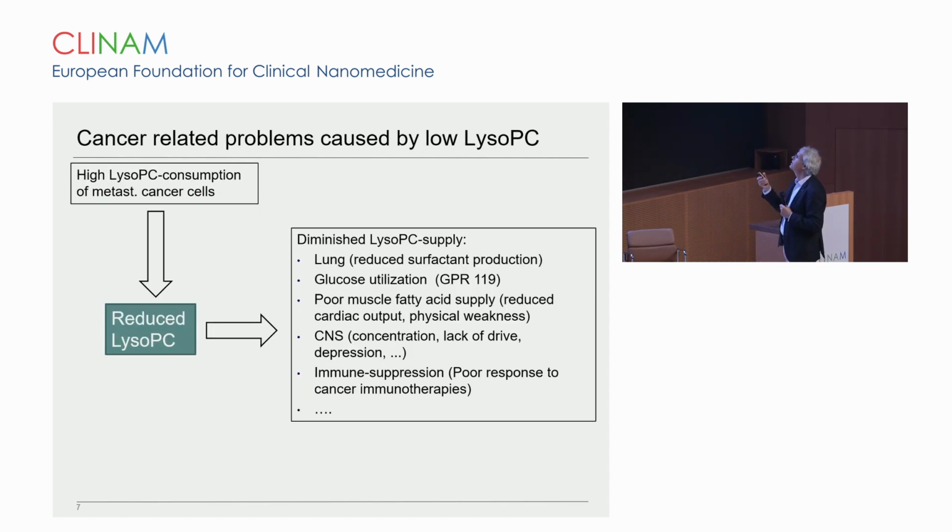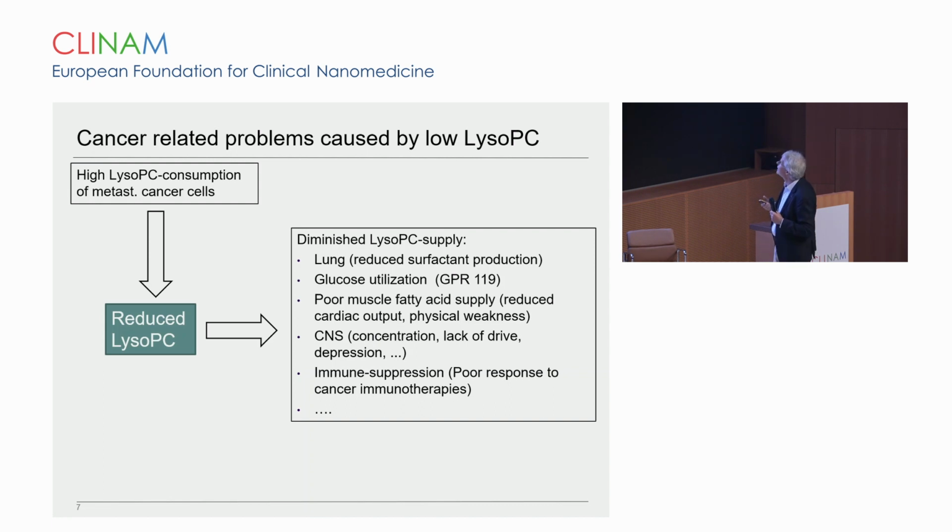Here you have the very high Lyso-PC consumption, the reduced Lyso-PC in the body. And then the question, is this a problem? Yes, it is a problem. For example, in the lung, when there is not enough lung surfactant, you will have problems with breathing. This is what we see in our cancer patients. Most cancer patients have problems with glucose utilization. Most cancer patients are weak. The advanced cancer patients are weak.